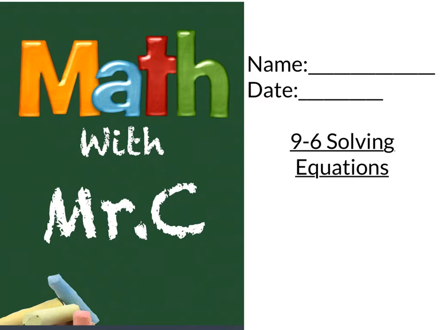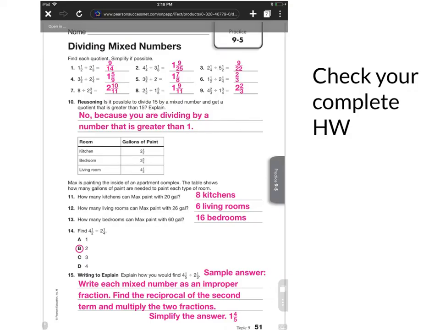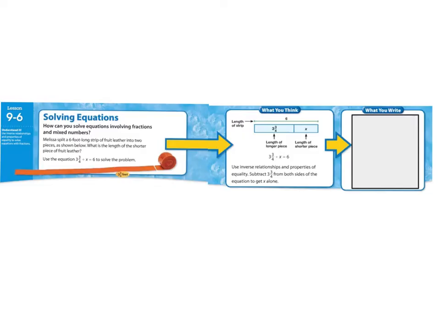This is called Solving Equations. We're putting all of our skills together from 8 and 9. Exciting stuff. Once you have this written with your name, the date, and the topic, moving on in 3, 2, 1. Please check your homework from 9-5. Moving on in 3, 2, 1.